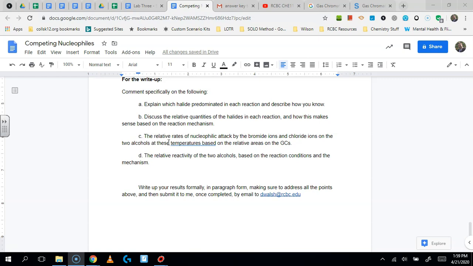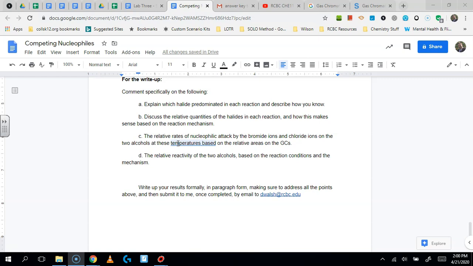And then you're going to talk about how fast the reactions happen. You can see this in the experimental procedure that you have up above, and also based on the temperatures. So you can talk about how quickly they react, and then what the rate of the reaction is based on. Is it based on how much of the nucleophiles you have? Is it based on the nucleophile and the alcohol that you're starting with, which we call the substrate? There should be some clues in there.